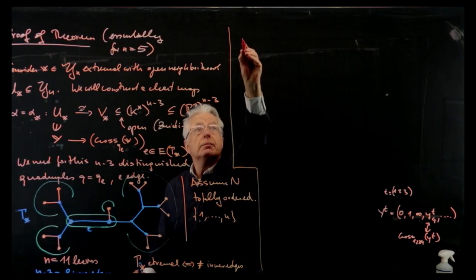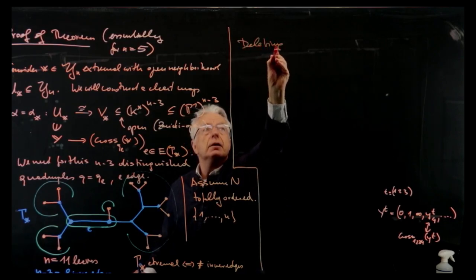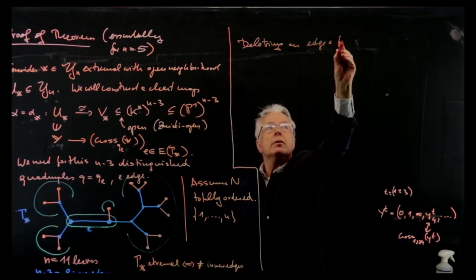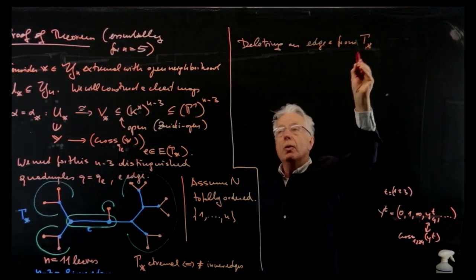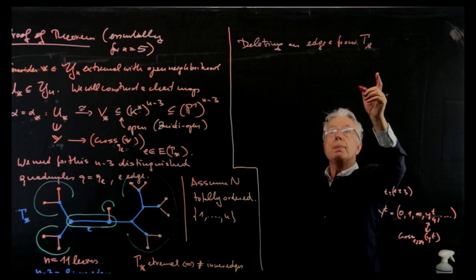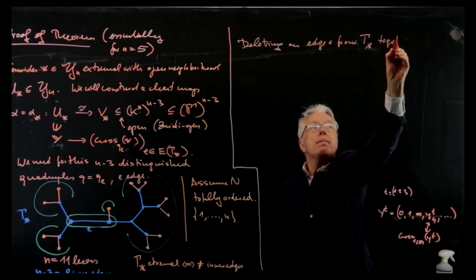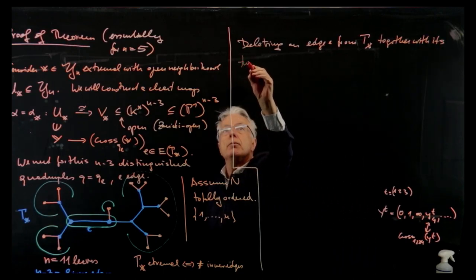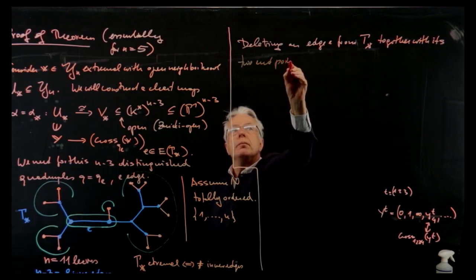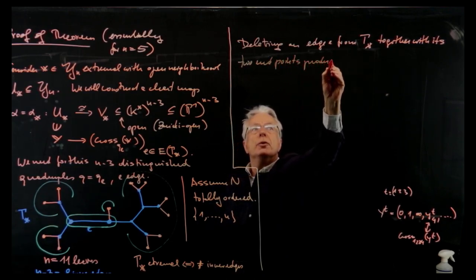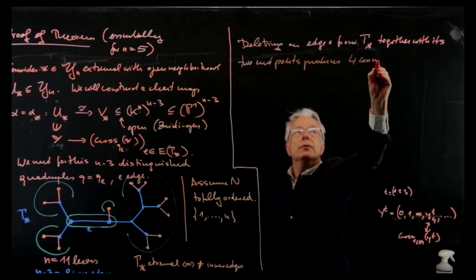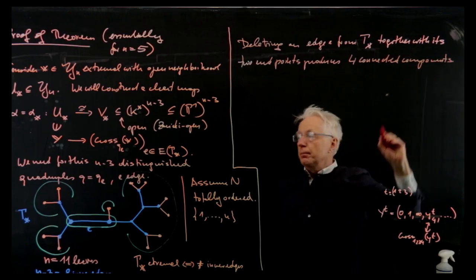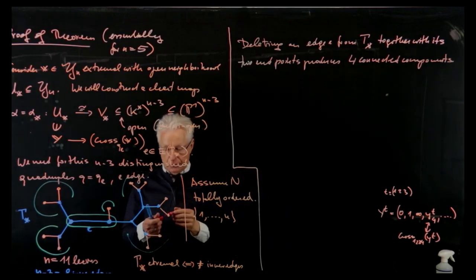Yeah. Let me write it down. Deleting an edge E from gamma X, we cannot do it with Y, we do it with X because X is extremal, together with its 2 endpoints, produces 4 connected components, which I've drawn and circled in green.